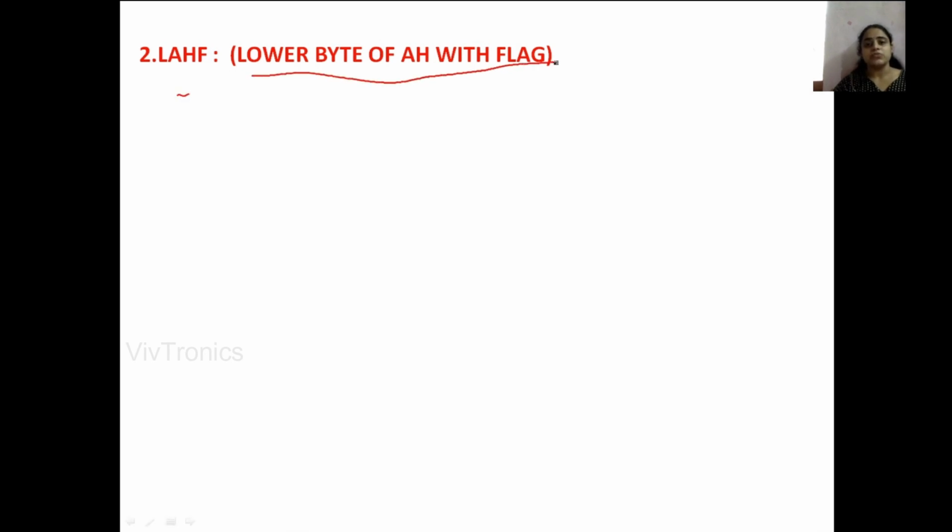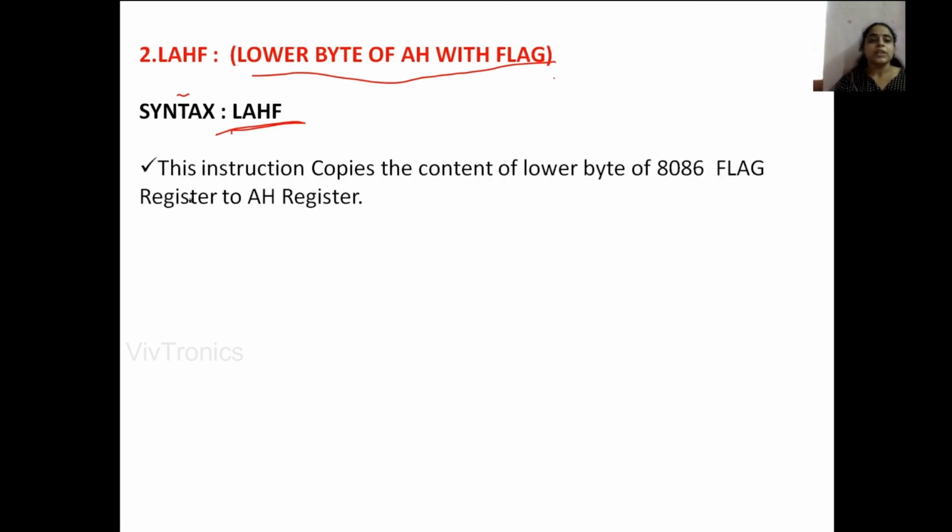Okay, so next one is LAHF. So LAHF stands for load lower byte of flag register into AH. Syntax is again, this comes under implicit instructions of 8086. So syntax itself is LAHF because we know the source and we know the destination here. So this instruction copies the content of lower byte of 8086 flag register to AH register.